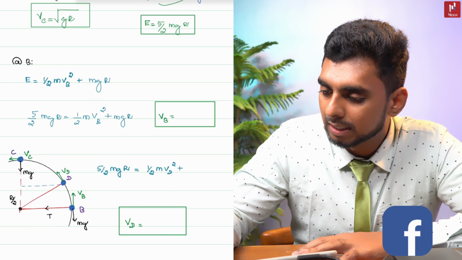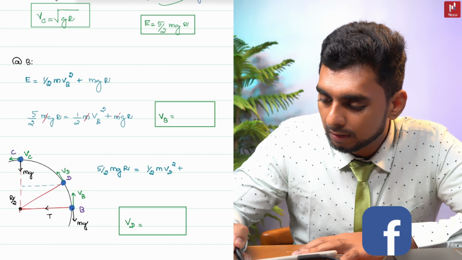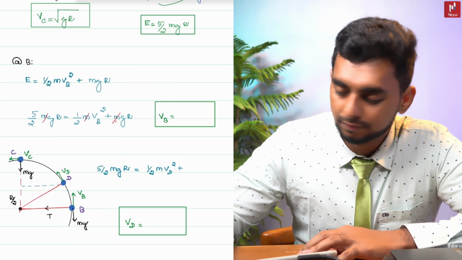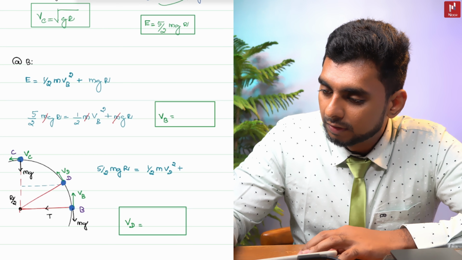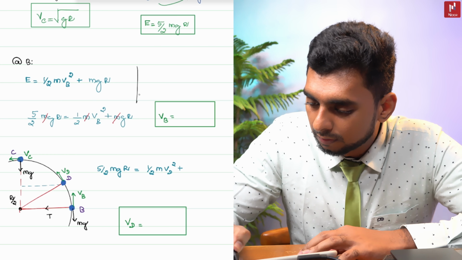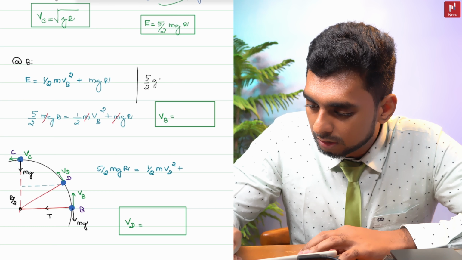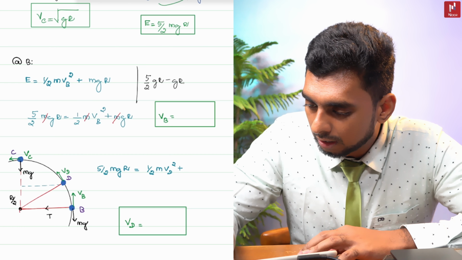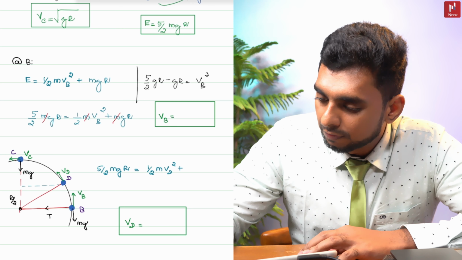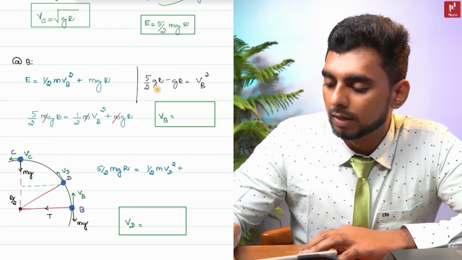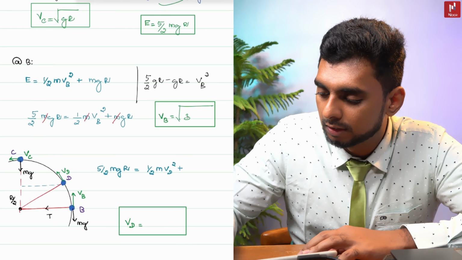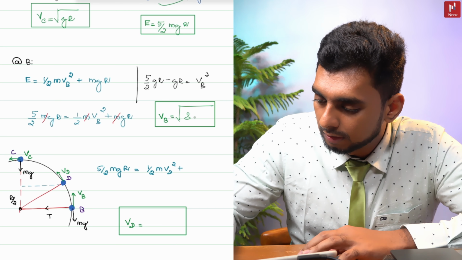Now let me do the cancelling. m will get cancelled out, and then if I do the rearrangement, you'll get the answer straight away, right? So you will have 5 by 2 gr minus gr, which will be equal to vb square. Fine. So 5 by 2 gr minus gr will give you 3 by 2 gr. So you'll have vb equal to root of 3 by 2 gr.